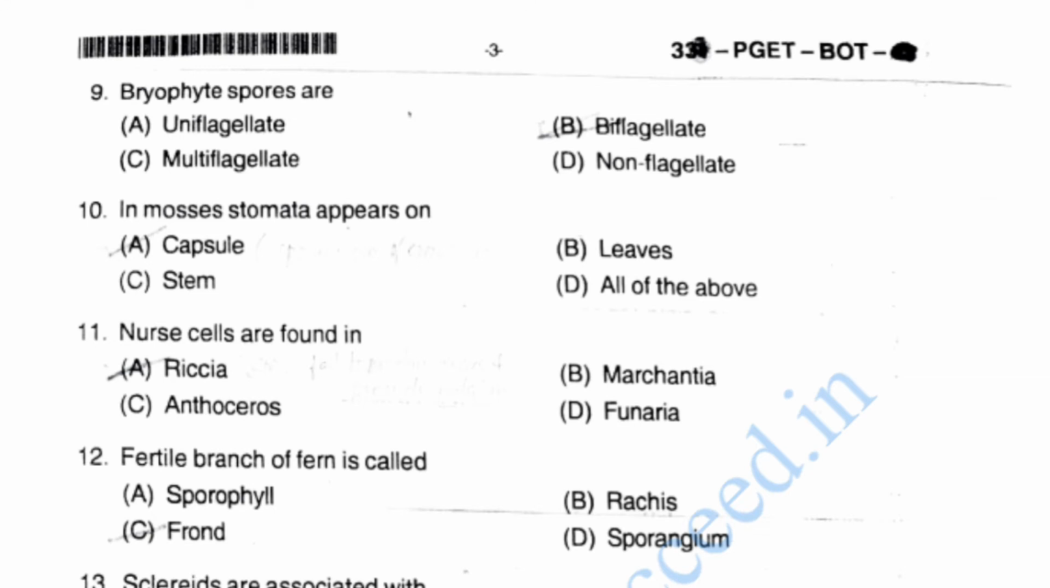Another question. In mosses, stomata appear on dash. Okay. In mosses, stomata appear on dash. And the answer is the capsule. In case of mosses, stomata can be found on the capsule. Okay, and you know that stomata are essential for gaseous exchange. Clear? Next.